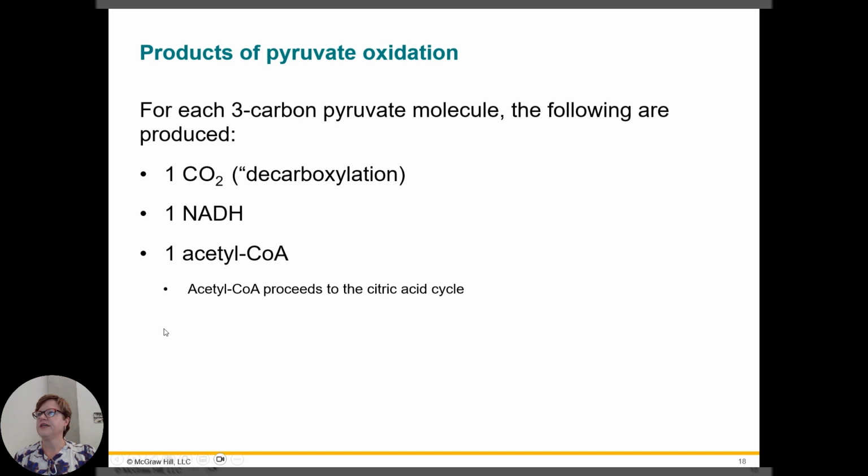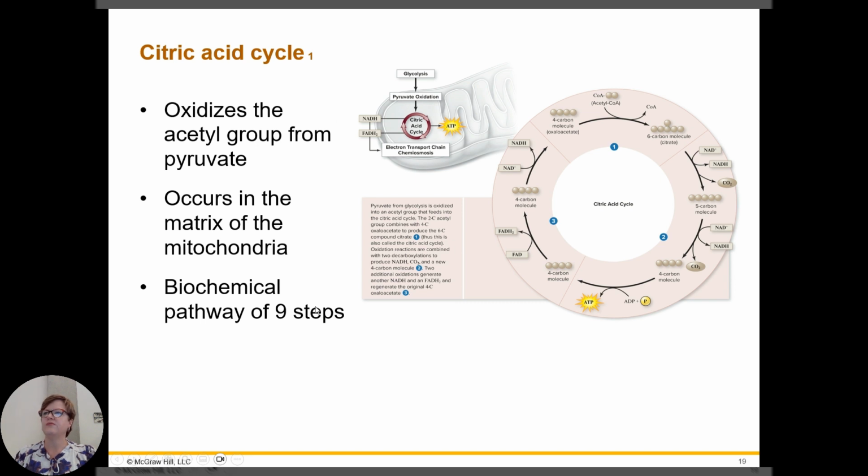So like I said, for each 3-carbon pyruvate molecule, we get 1 carbon dioxide. When a carbon dioxide is broken off of a molecule, that's called a decarboxylation reaction, removal of a carboxyl, COO. 1 NADH is produced from 1 NAD+, and 1 acetyl-CoA is produced. Then we move to the citric acid cycle.